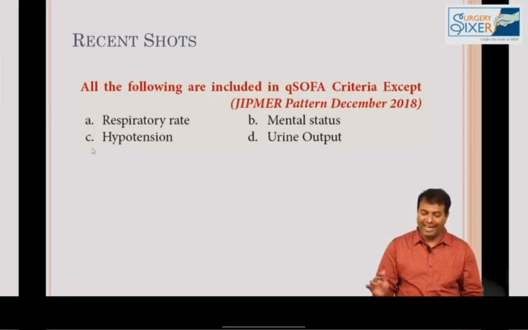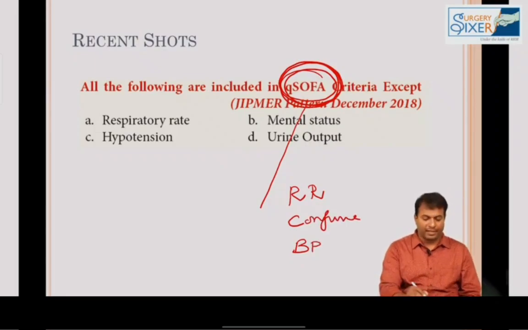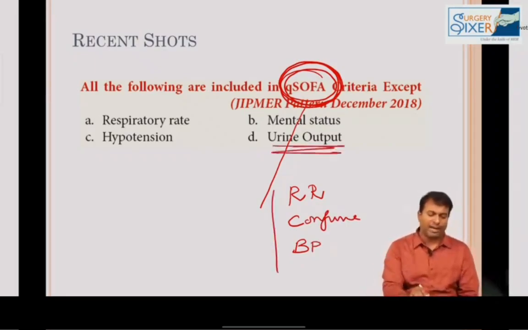All of the following are indicated in qSOFA score. What is the mnemonic they give for qSOFA score? It is Royal Challengers Bangalore: RCB, respiratory rate, confused status and low BP. That is the answer. Except urine output, it does not come under this.